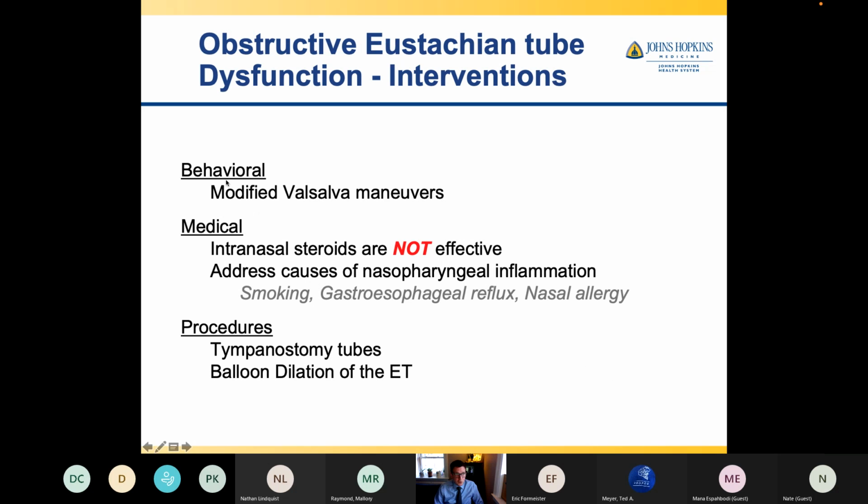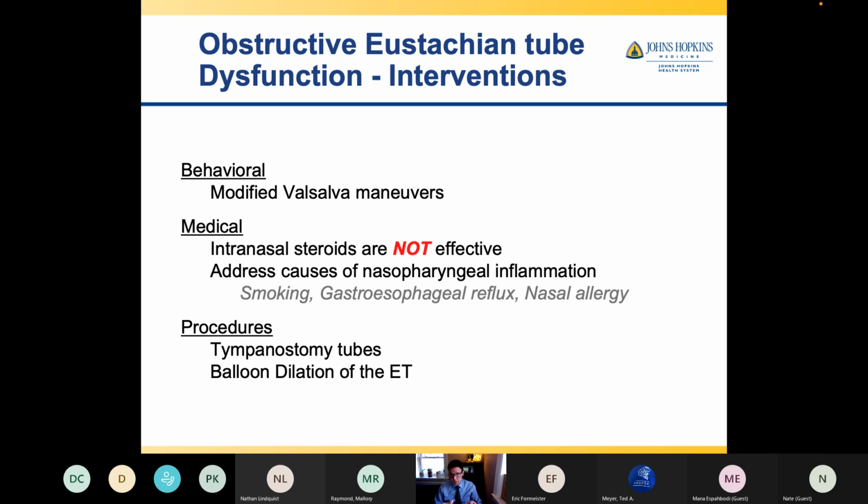The interventions, so modified Valsalva maneuvers. And when I say modified, what I mean by that is I tell patients not just to hold your nose and blow until they can pop their ears, but they should generate some positive pressure by closing their nose and blowing, and then swallowing against that pressure. And it's that swallowing maneuver that activates the tensor and the levator muscles. A little bit of positive pressure is often enough to safely open the eustachian tube and put a little positive pressure up there.